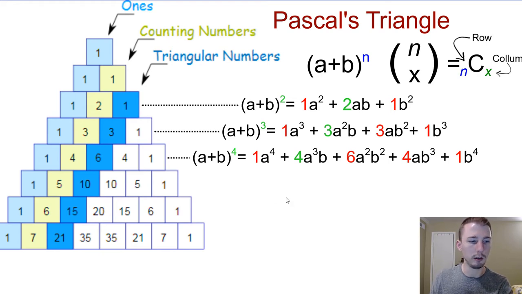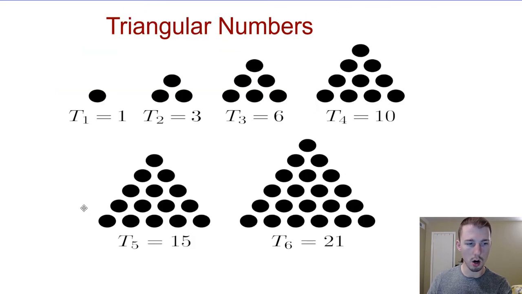So let me show you just a few patterns in Pascal's triangle. You've got your ones in the first column, then counting numbers, just whole numbers, and then triangular numbers, which are shown here. Triangular numbers are numbers that you can form triangles out of, essentially. It's like the factorial, but we're doing addition. So 1 plus 2 is 3, 1 plus 2 plus 3 is 6, 1 plus 2 plus 3 plus 4 is 10, then 15, then 21, etc.